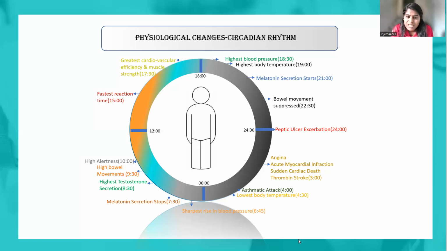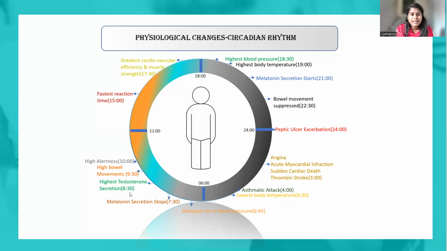And the body temperature is lowest at 4:30 a.m. and highest in the evening at 7, that is the 19th hour. And there is a sharp rise in blood pressure just after waking up at 6:45, and the blood pressure is highest in the evening at 6:30. Melatonin secretion peaks up to 3 to 4 a.m. and it stops at 7:30. Again, melatonin secretion will start at the 21st hour, that is 9 p.m.